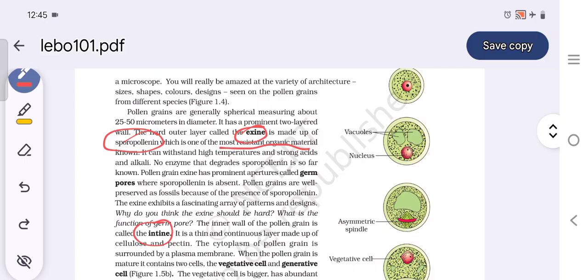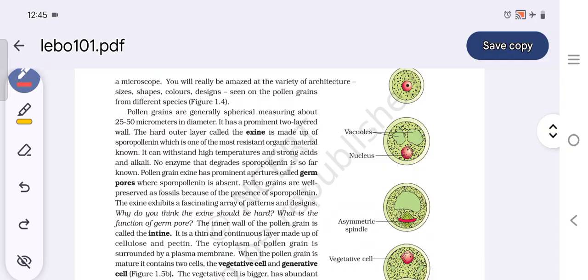It can resist high temperatures, it can resist strong acids, it can resist any kind of atmospheric condition, so that it doesn't get destroyed. Over the years, it never gets destroyed. And it is said that there is no enzyme that has the capability to destroy this sporopollenin.